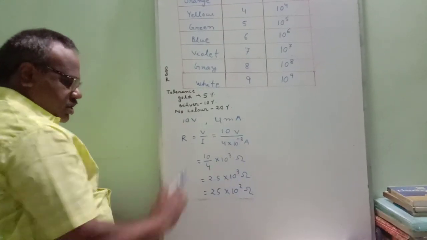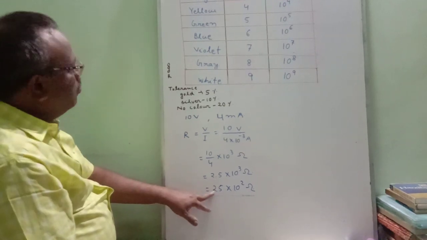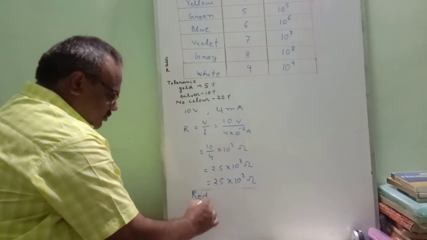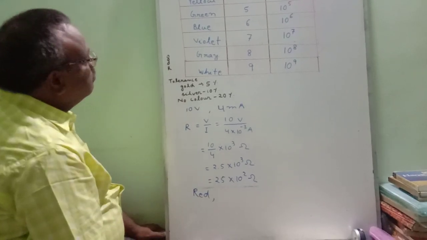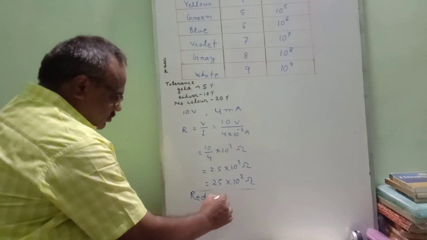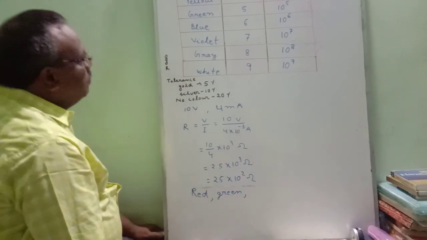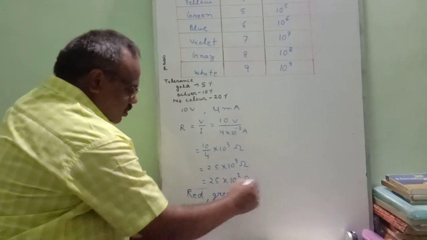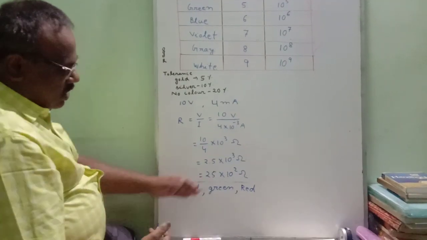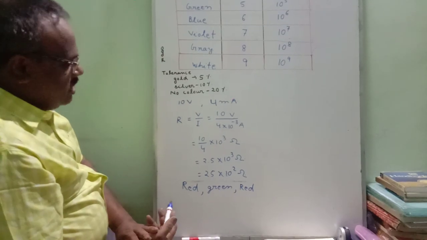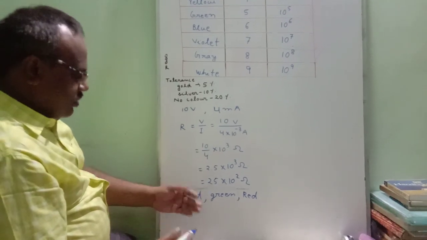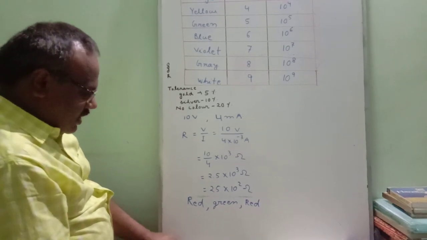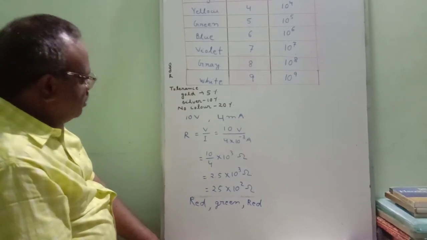Because you have to remove the decimal. So here 2 is your red, 5 is your green, and 10 to the power 2 is red again. And there is no fourth color because the tolerance, the variation, is not given. So you can write only these three colors for giving the resistance, that will be red, green and red. So these are the three colors.